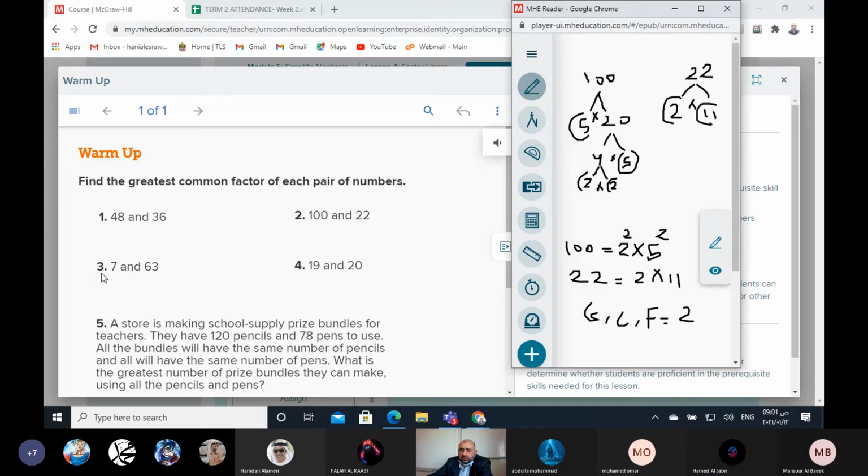Please now exercise number 3. Try to find the GCF between 7 and 63.